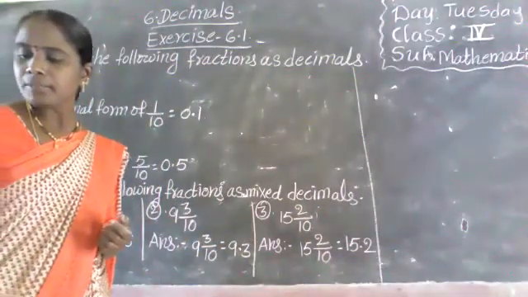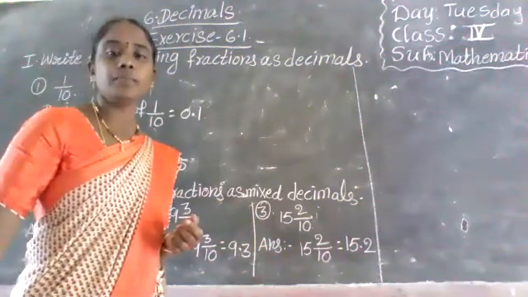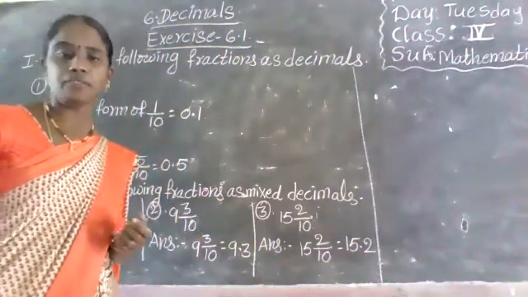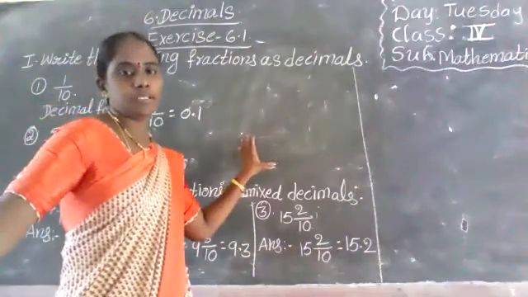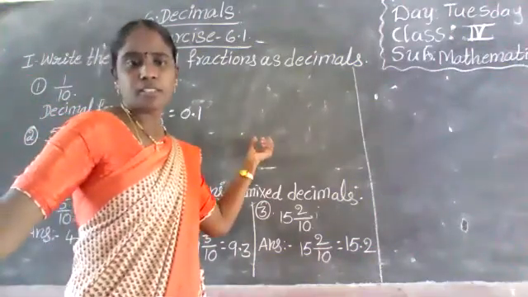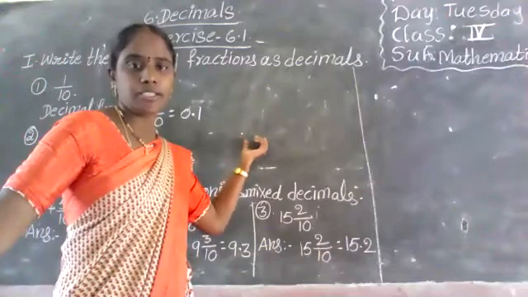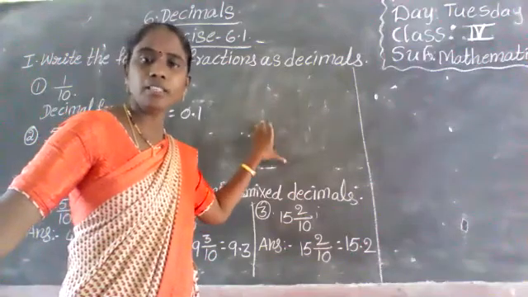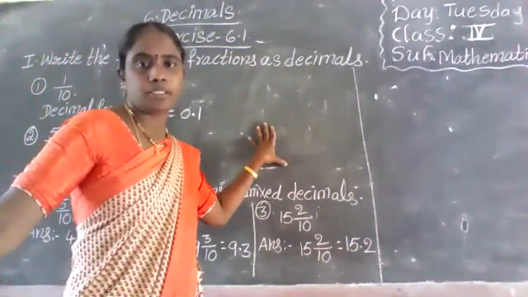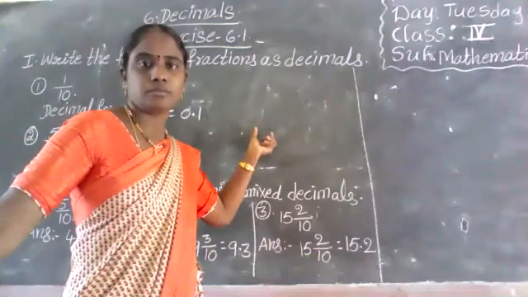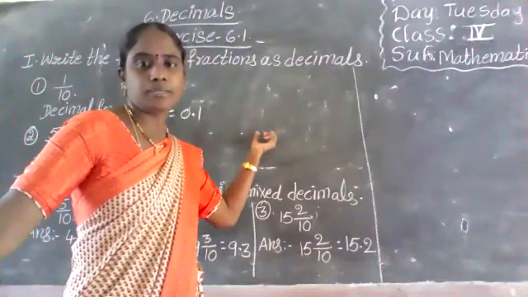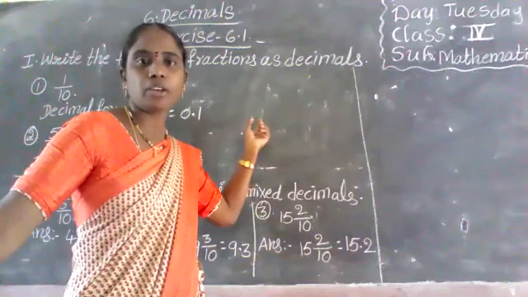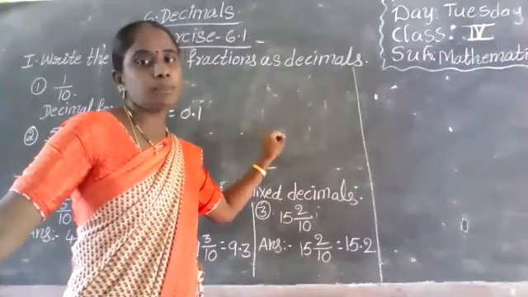Next, write decimals for the following. Third bit. Next, remaining fourth one and fifth one, write on your own, children. If your textbook has sufficient space, you can write in the textbook. Otherwise, write in your notebook only. Class work, running notes. You write and send me pics. What I am giving as homework, you complete in your running notes and send me pics, children.